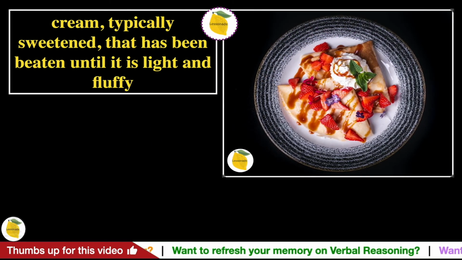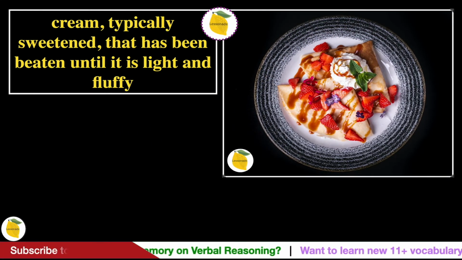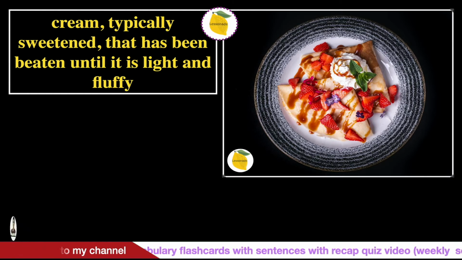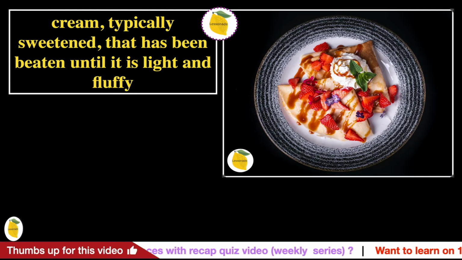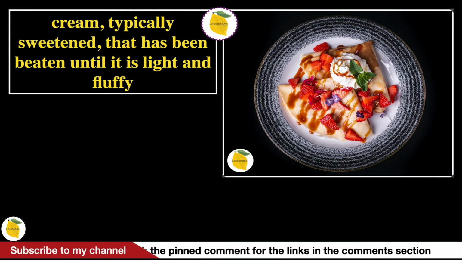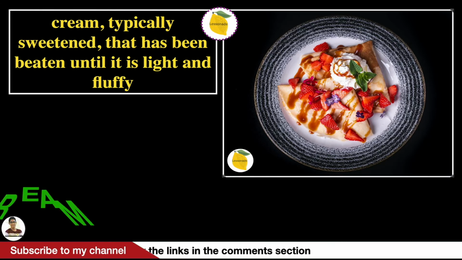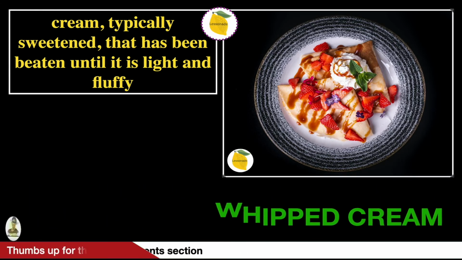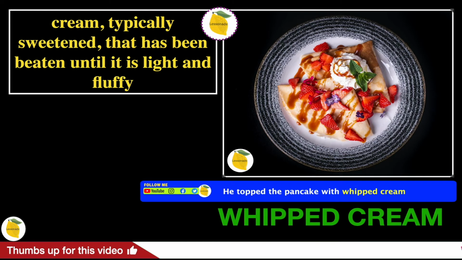The next definition we have is cream, typically sweetened, that has been beaten until it is light and fluffy. In this picture, we can see a cream that has been typically sweetened, that has been beaten until it's light and fluffy, and therefore the word will be whipped cream. And the sentence for this word is, he topped the pancake with whipped cream.